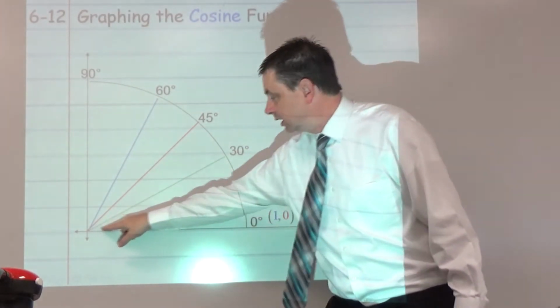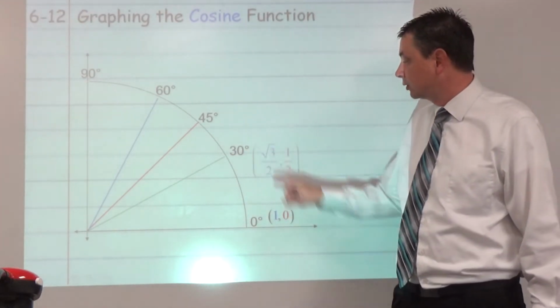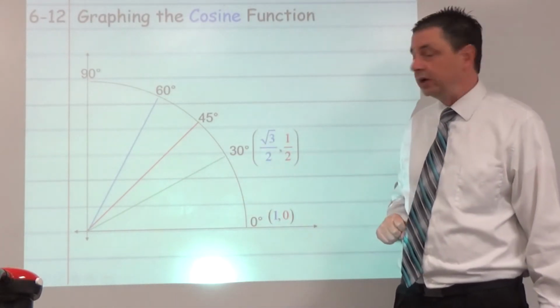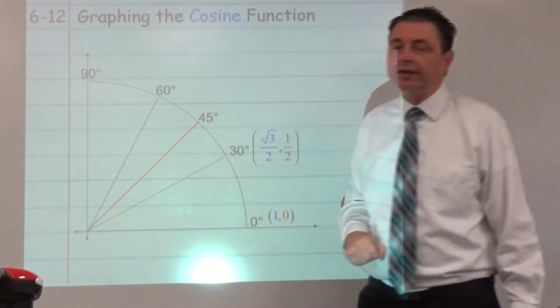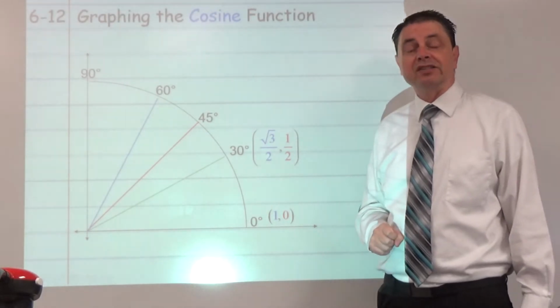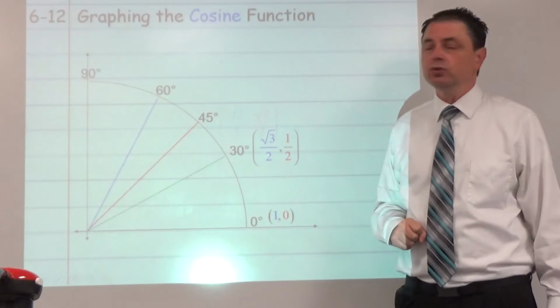30 degrees would be long and short in the 30, 60, 90. So long is the square root of 3/2. Short is the 1/2. 45, 45, 90. If we look at that as a right triangle, it's an isosceles right triangle, which means the legs are the same. That's where we have root 2/2, comma, root 2/2.